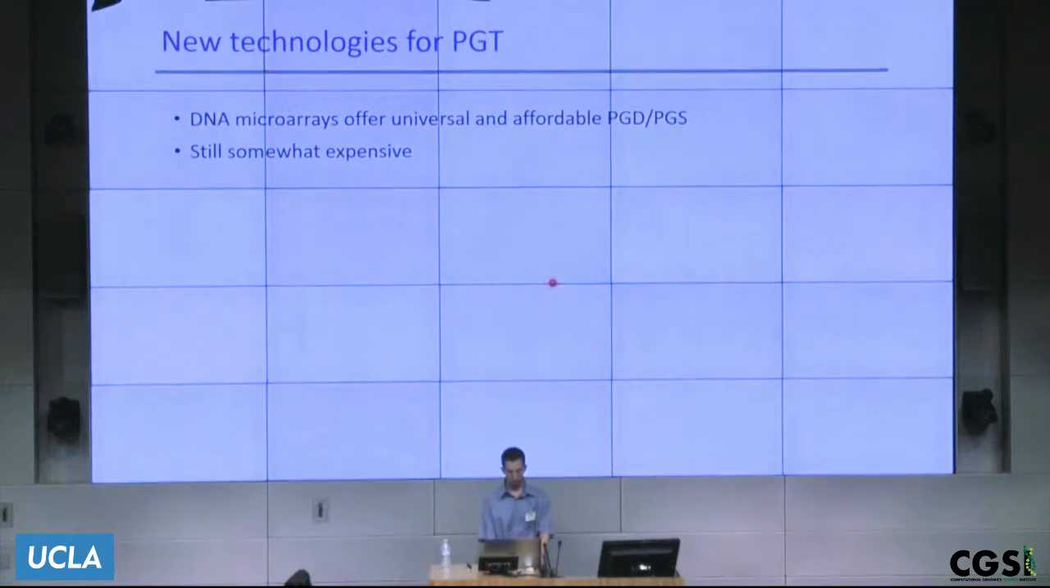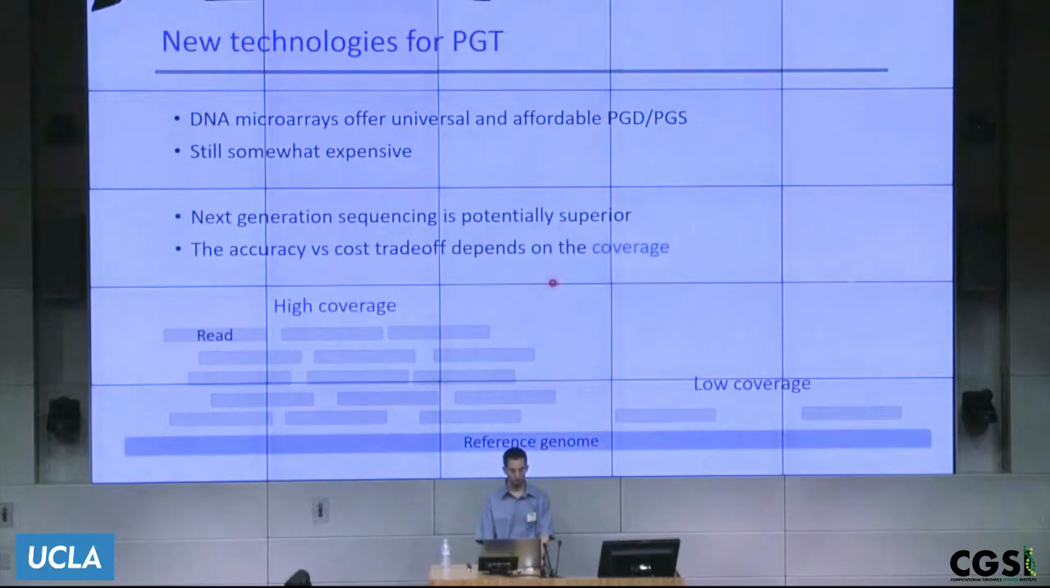So as I mentioned, there are a number of technologies that are emerging for PGT. The technology that is becoming more and more popular is the DNA microarray. Illumina has a product called carrier mapping, and it works pretty well, but it's still somewhat expensive. And we thought that potentially next generation sequencing is going to be superior. It could have better performance for a lower price.